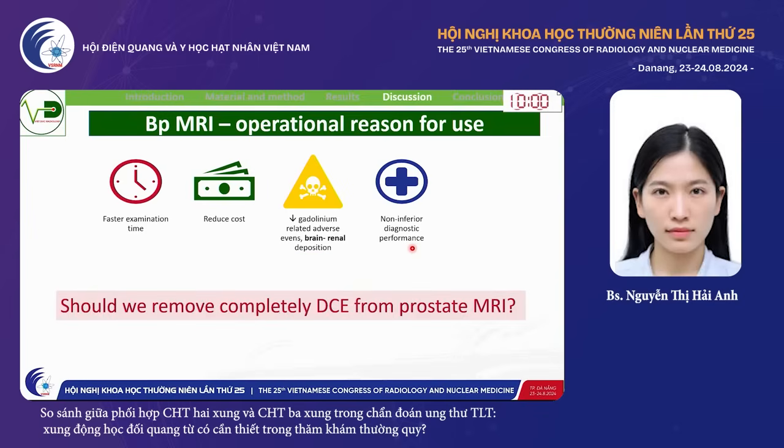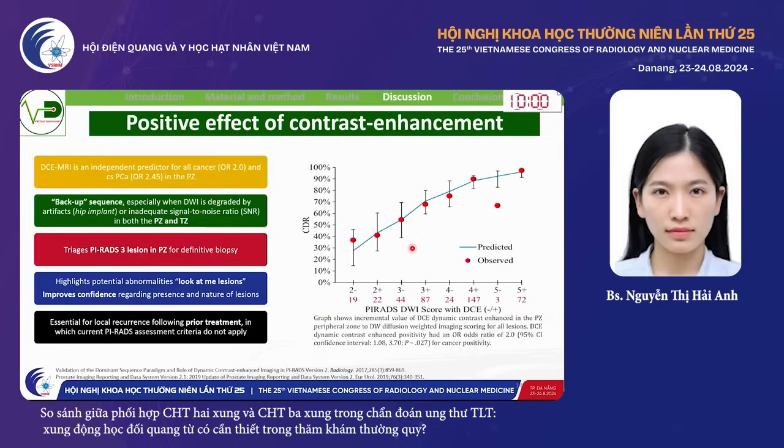So should we completely remove DCE for prostate MRI? And the answer is no. DCE also has a positive effect. Despite its limited role in the overall PI-RADS assessment, DCE is an independent predictor for prostate cancer, especially in the peripheral zone. And second, in clinical practice, DCE is considered a backup sequence, especially when the DWI is degraded by artifacts or the signal-to-noise ratio is inadequate.